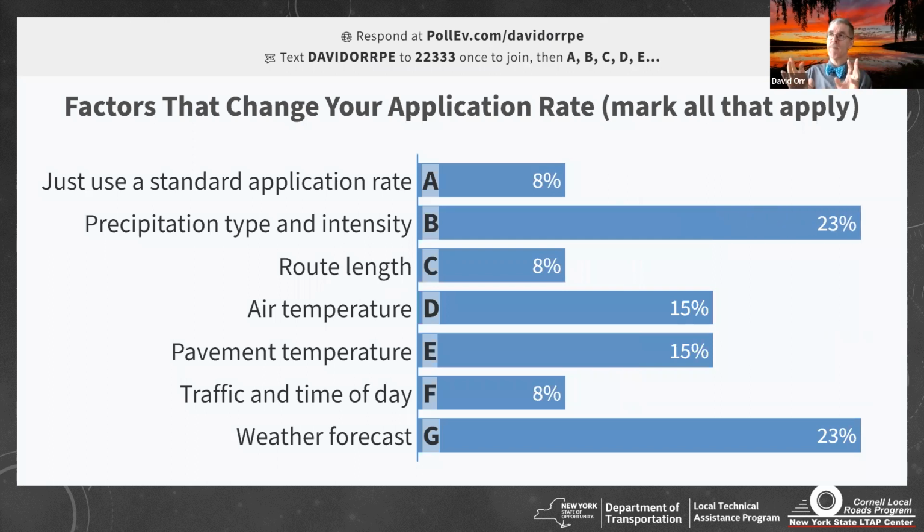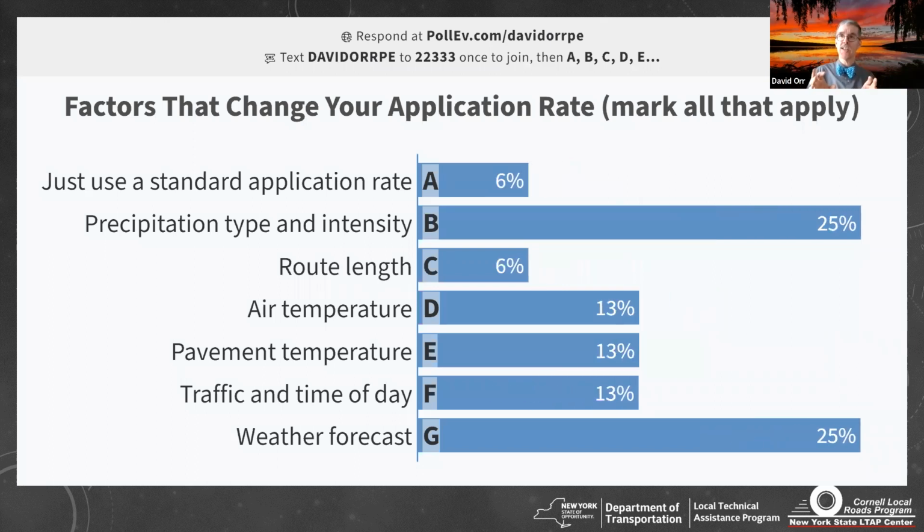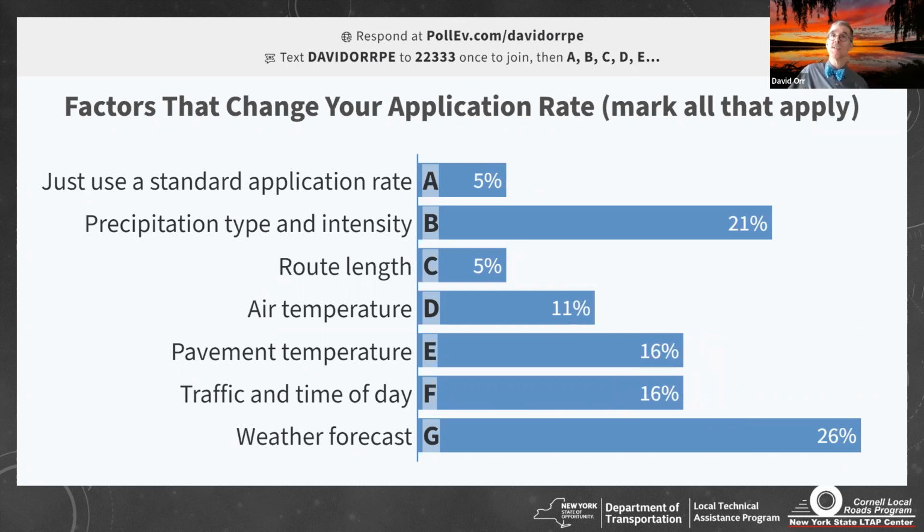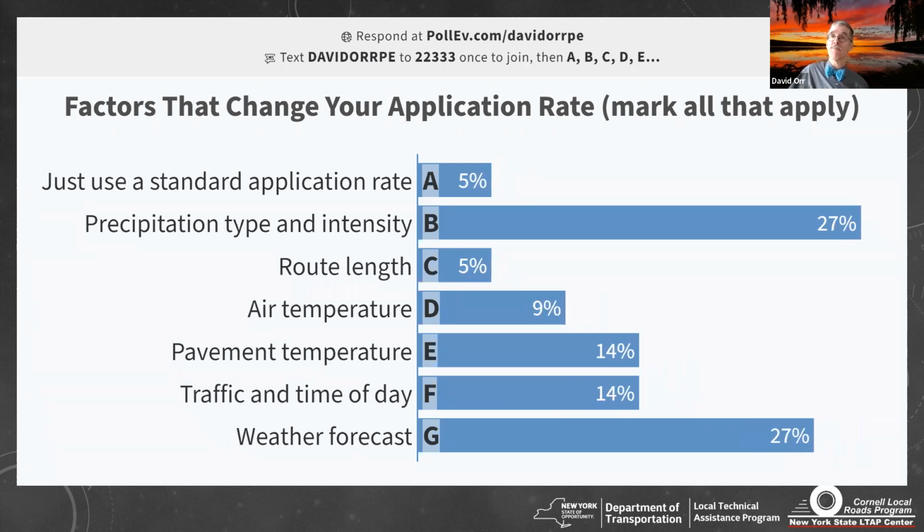One of the things that PollEv does, which I've never quite understood, is they don't give me the percentage of people who gave me the answer. They give me a percentage of the overall, which if you can do multiple, it should be all, but I have a way to see how many people are doing this. So most of you are clicking weather forecast, which is good, okay? Most of you are doing precipitation type and intensity, which is critical, okay? I'm glad to see it's not just standard application rates. That's what we did for many, many years, okay?